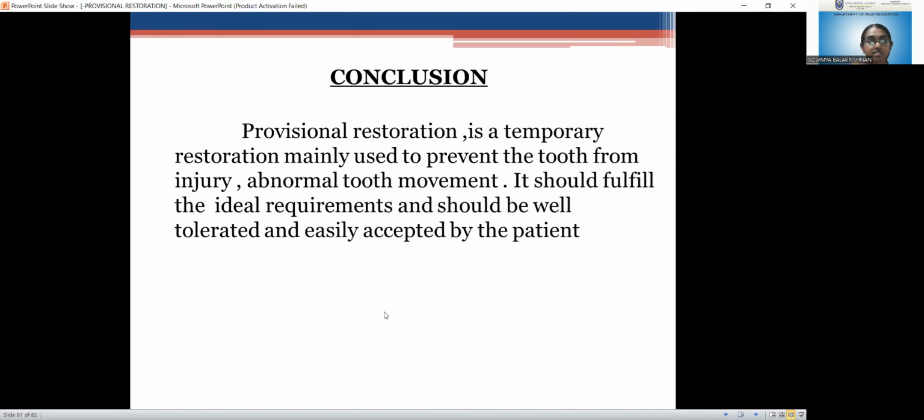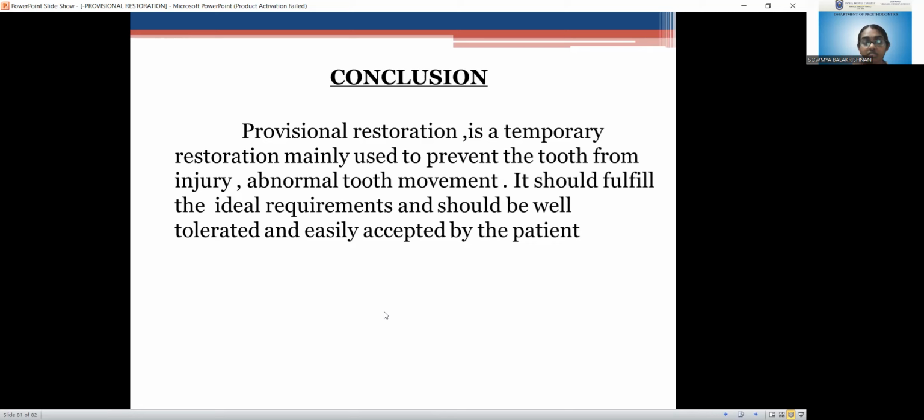Coming to the conclusion, a provisional restoration is a temporary restoration which is mainly used to prevent the tooth from injury and abnormal tooth movement. It should fulfill the ideal requirements, be well tolerated and easily accepted by the patient. The main aim of the provisional restoration is to protect the abutment tooth till we give a definitive restoration.